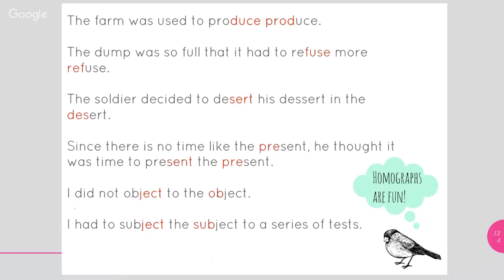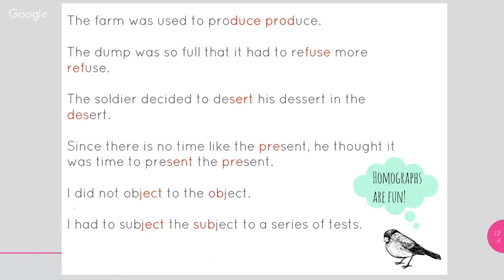The soldier decided to desert his desert in the desert. So these are again homophones. Desert means to abandon, throw it away. In the desert means barren land. Since there is no time like the present, he thought it was time to present the present. Present can be the present, now, the current time. Present again can be a gift.